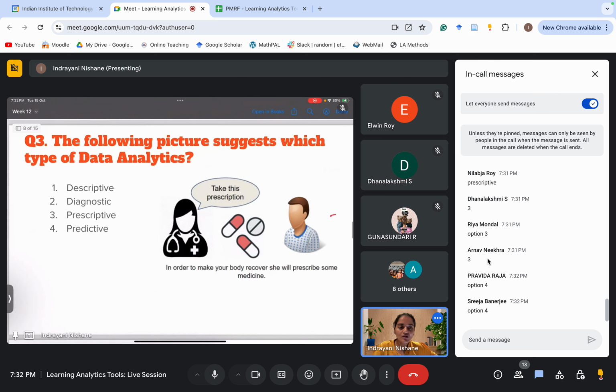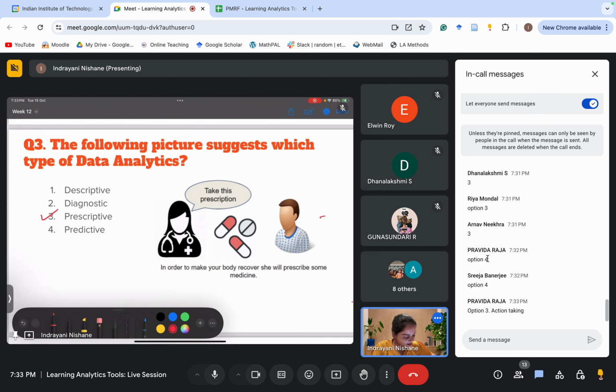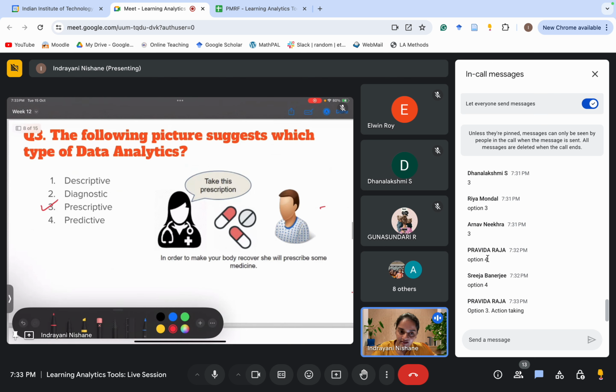So now, mostly I have gotten the correct answer as prescriptive analytics. Option 3 is not predictive analytics, but understanding. The doctor is understanding what the symptoms are, and has prescribed something: take this prescription. So they are prescribing something to the patient. In order to make your body recover, the doctor will prescribe some medicine to the patient. This is part of prescriptive analytics and not predictive analytics.